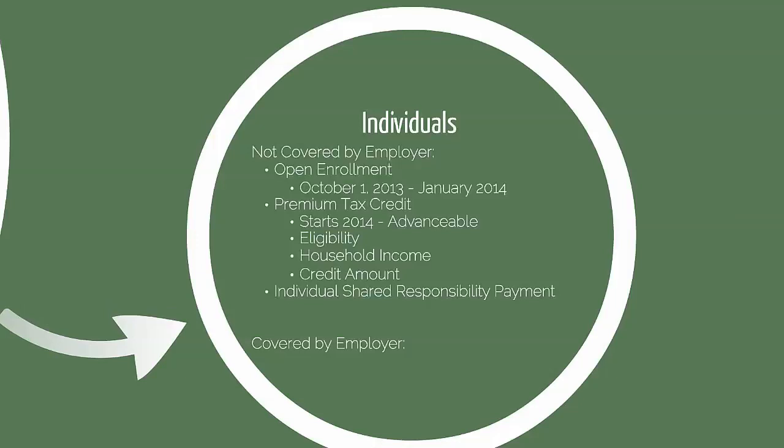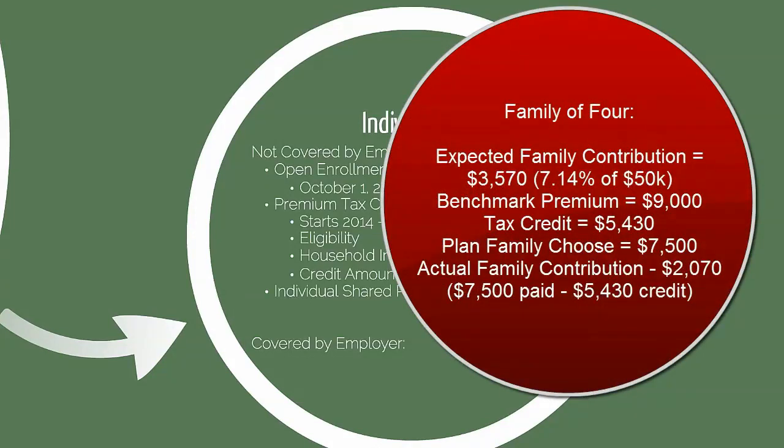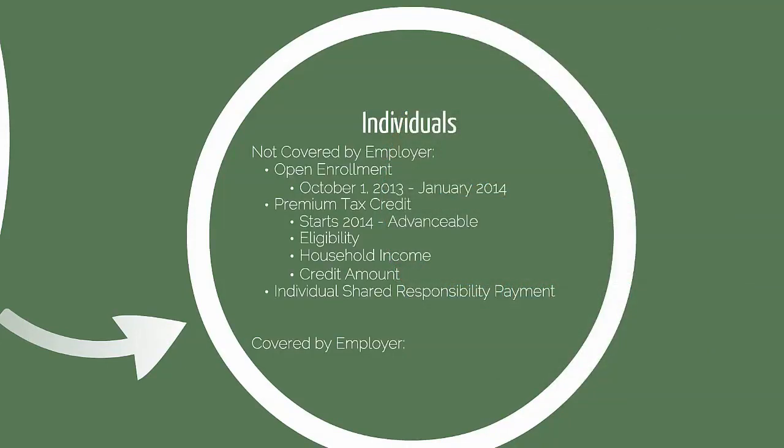Now let's take a look at that exact same scenario, but they decide to purchase a less expensive plan. So they choose a plan that is less expensive than the benchmark plan. The family will generally pay less, thereby creating an incentive to choose a less costly plan and reducing the overall healthcare cost. So again, their income as a percentage of the federal poverty limit was 224%, and their expected family contribution of 7.14% is going to be $3,570. The premium for the benchmark plan is $9,000, and the premium tax credit is going to be $5,430 still. So all that remains the same. However, the plan the family chose was $7,500. So the actual family contribution now is $2,070 rather than the $3,570 from the prior plan because they chose a less expensive plan. So for purposes of this credit, individuals are encouraged to get a less expensive plan below the benchmark plan in order to help pay for their costs.